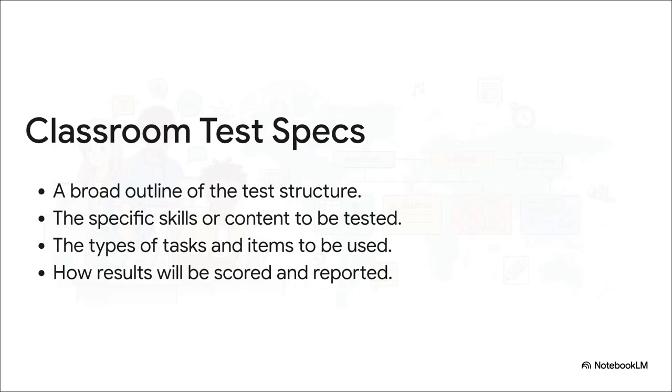Now, for a typical classroom test, your specs don't need to be some super formal, complicated document, but they really should include these 4 key things. If you map out the structure, the skills, the question types, and the scoring plan beforehand, you save yourself a lot of headaches. It stops you from accidentally making a test that's all lopsided or one that doesn't even test what you wanted it to. This plan just keeps you honest.